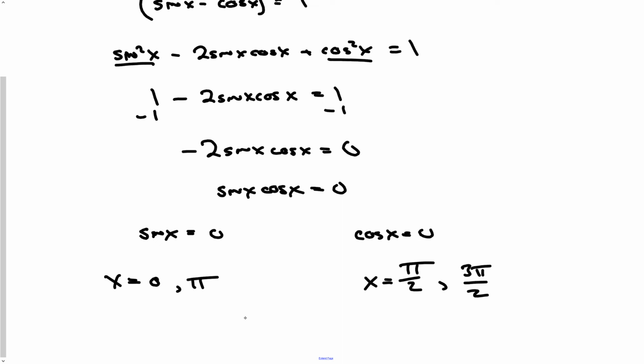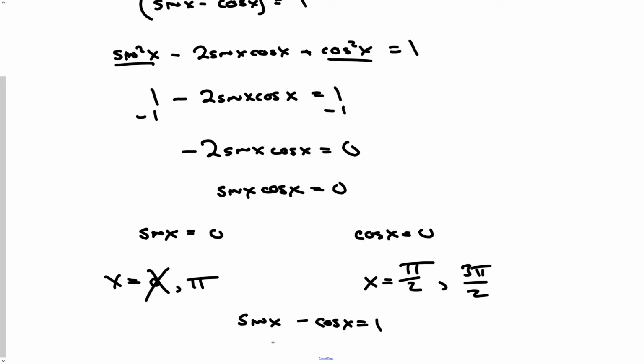So my original equation says that the sine minus the cosine is equal to 1. I have to go in and actually check and see if these four answers actually work. Let's start with 0. Sine of 0 is 0. Cosine of 0 is 1. So that's 0 minus 1, which is not 1. No good.